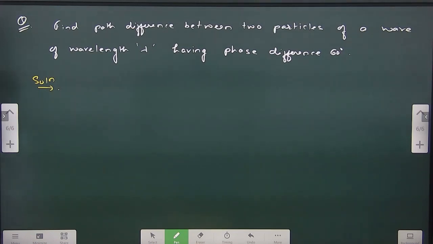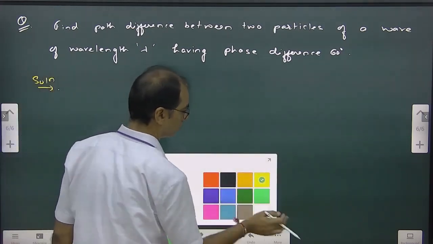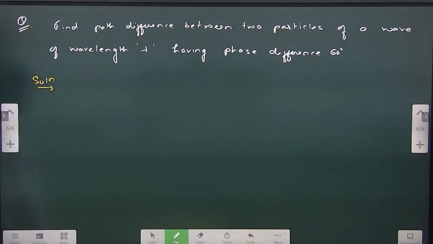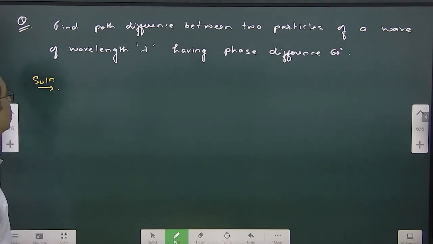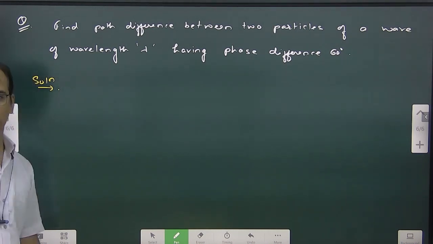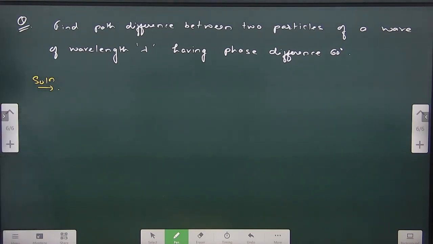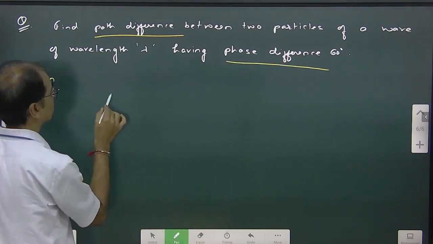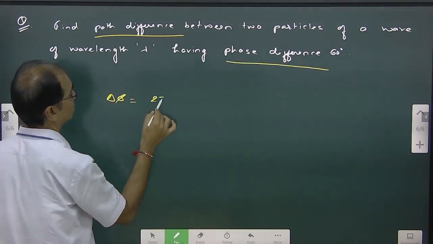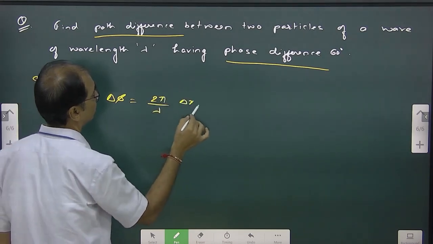Yes, students, who is going to give me the answer? Okay, anyone else? Path difference he is asking, phase difference he has given. You should have the relation, right? We have studied.